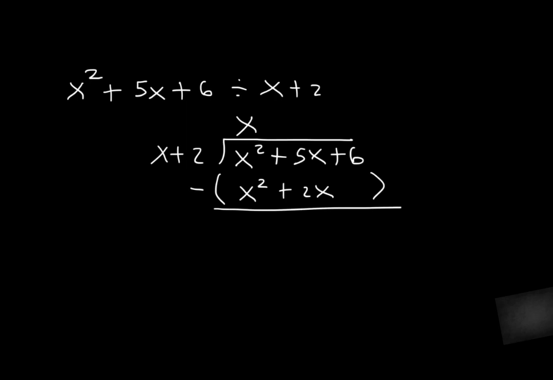At this point, subtract. x squared minus x squared, those two will cancel, and it's equal to 0. Next, 5x minus 2x is equal to positive 3x. 6 minus nothing is basically equal to 6. So you can bring down the 6.